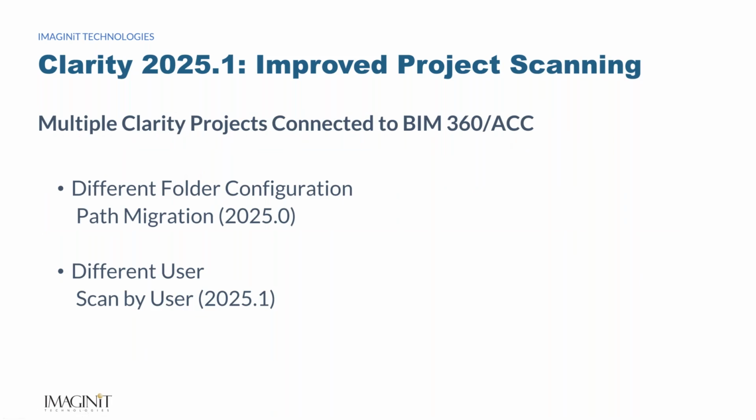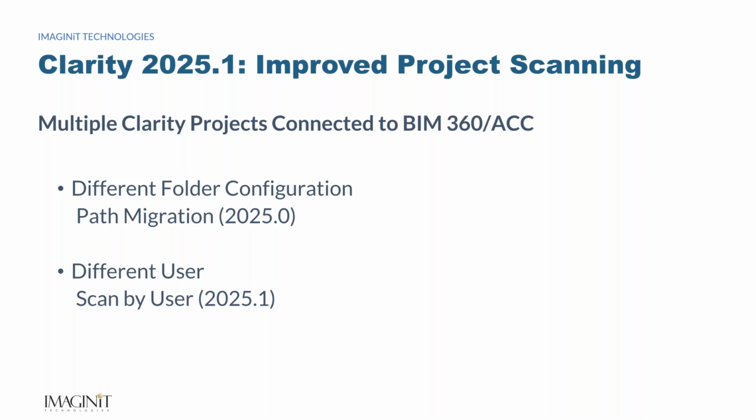We've also added a bit of an improved project scanning, and this is kind of between 2025.0 and 2025.1. We do have the ability to support multiple Clarity projects pointing to one BIM 360 or ACC source. And if you have different folder configurations for both of those projects, previously it was a bit of an issue with the scanning. The path migration tool in 2025.0 helps with that.